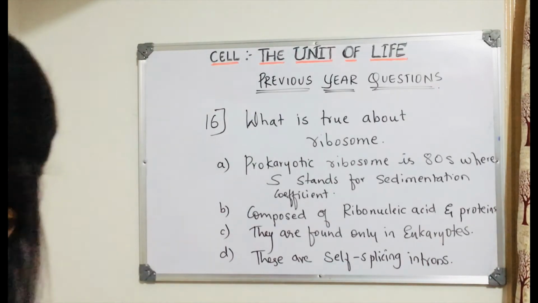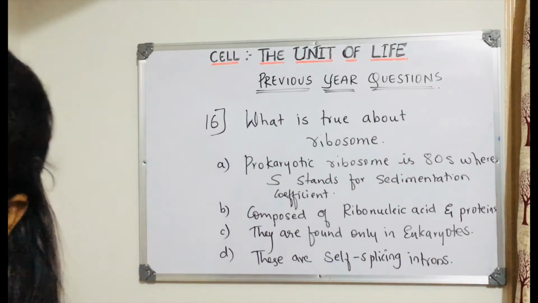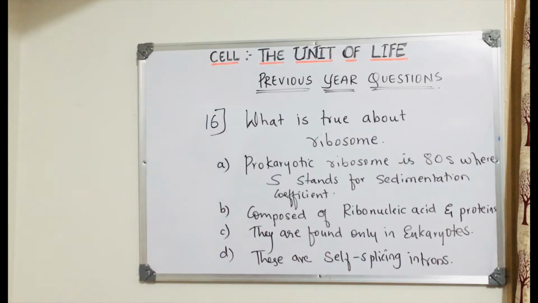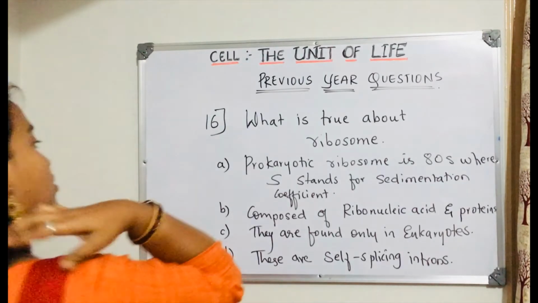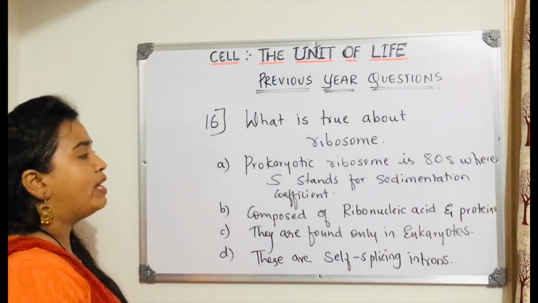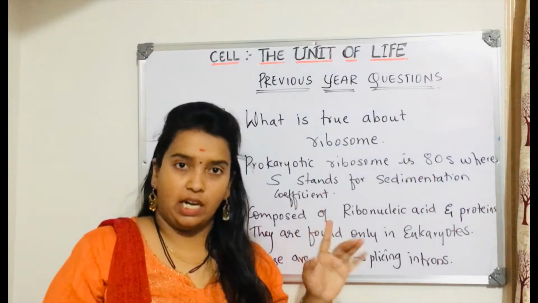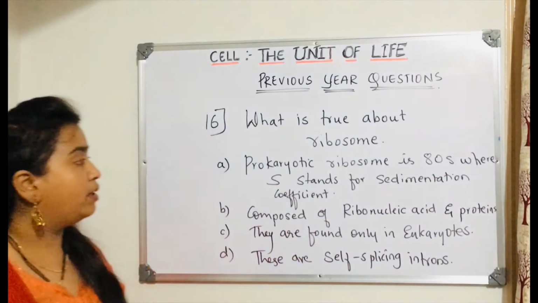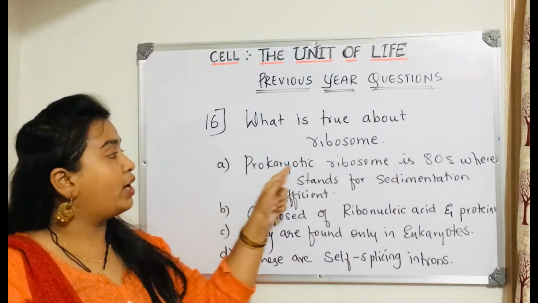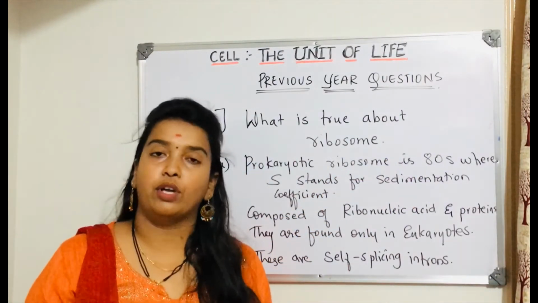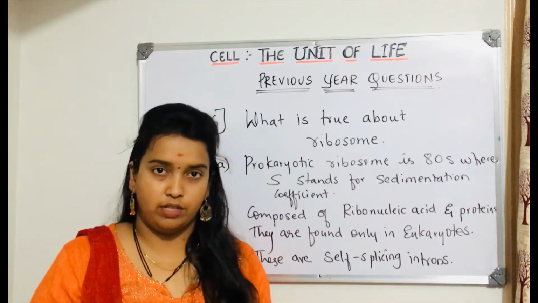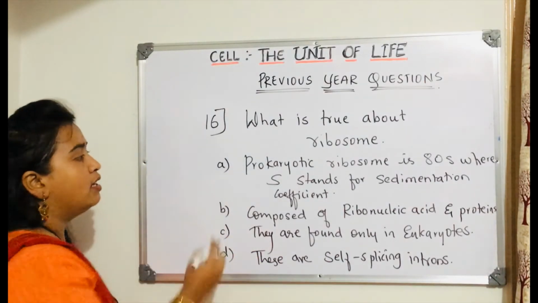What is true about ribosome? You people know where ribosomes are found and what their function is. So what might be the correct option? Think over it. Prokaryotic ribosome is ATS, where S stands for sedimentation coefficient. That is true, I agree. But they have confused you like this. You know that the prokaryotic ribosome is 70S, as we just discussed. So this is wrong actually.